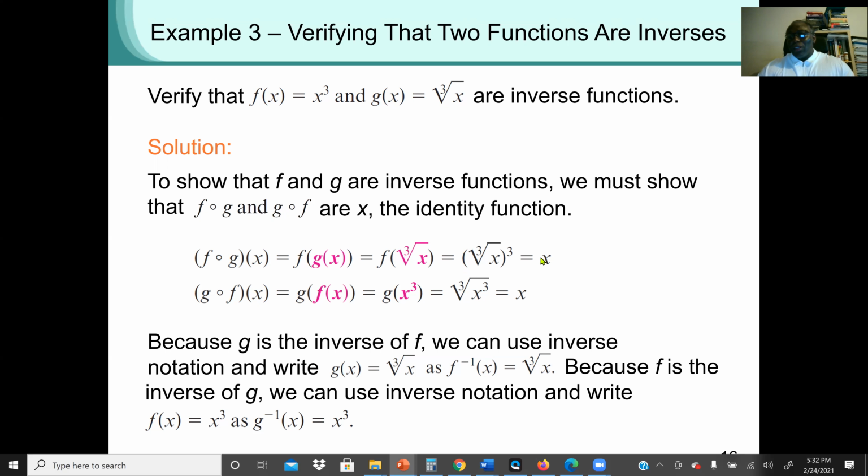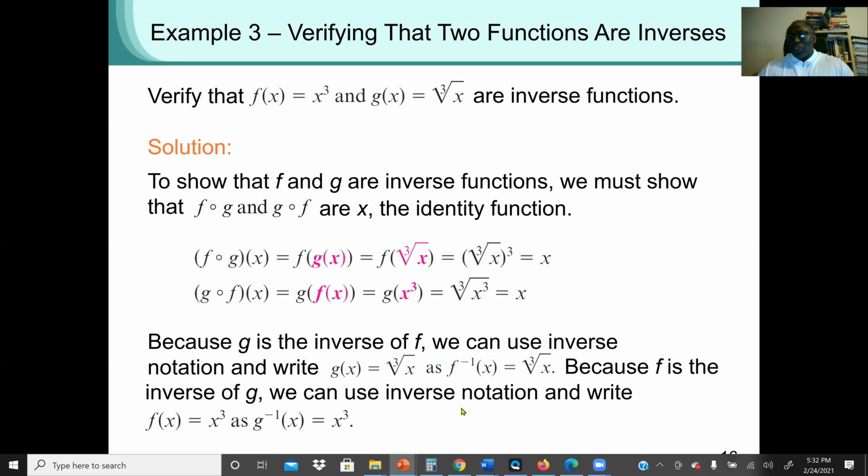So since both composites, f composite g at x and g composite f at x, give us x, we can conclude that f at x is the inverse function. The g at x is the inverse of f at x, or f at x is the inverse of g at x. Now, so here we say because g is the inverse of f, we can use inverse notation and write g at x, the cube root of x, as f inverse at x, which equals the cube root of x, because again, f is the inverse of g.